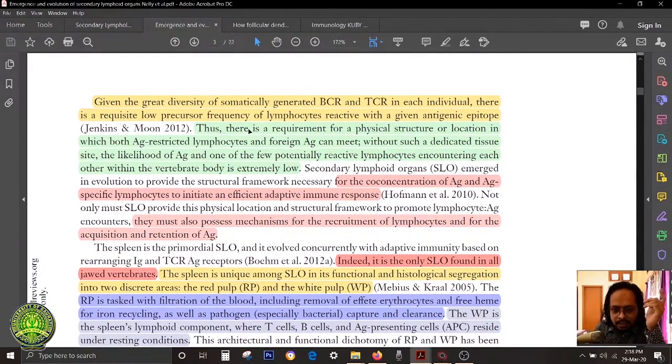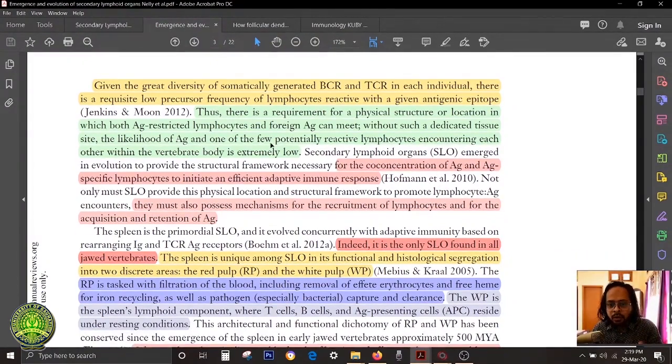So thus there's a requirement for a physical structure or location in which both the antigen-restricted lymphocyte, which would mean a lymphocyte that will only respond to a particular antigen because it has, after all, been released into the circulation after maturation, and a foreign antigen can meet, without any dedicated tissue site. Without such a dedicated tissue site, the likelihood that the antigen and one of the few potential reactive lymphocytes encounter each other within a vertebrate's body is extremely low.